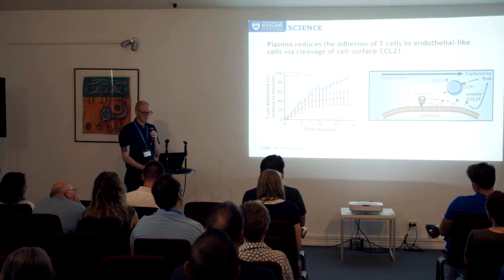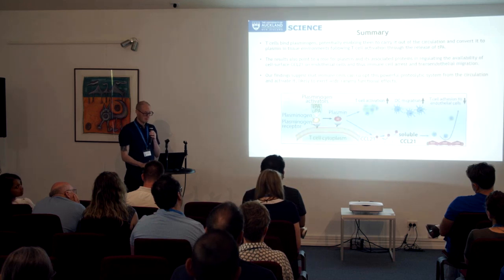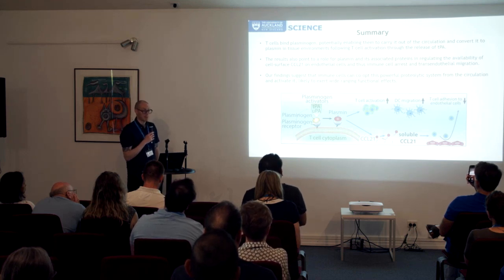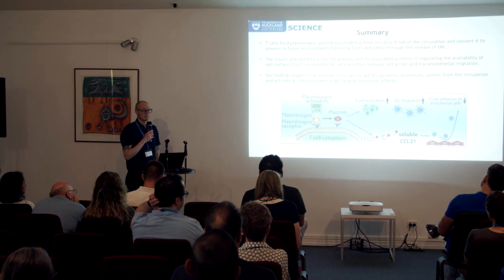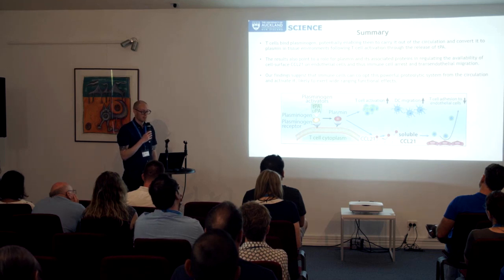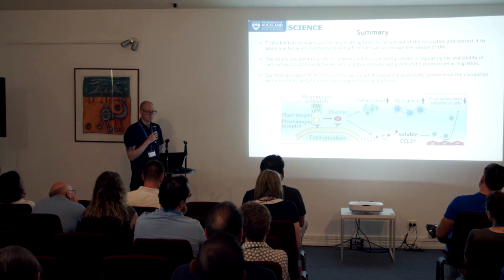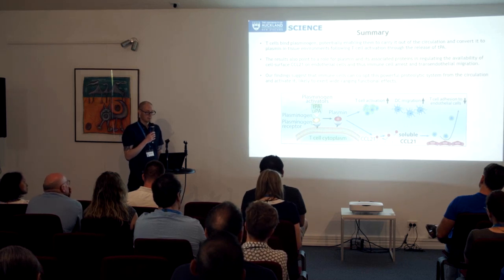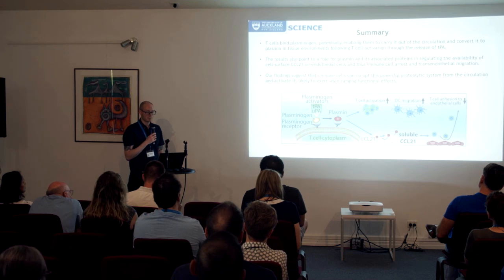So far that all fits really nicely with what we were hoping for. Just to summarize this, T cells can bind plasminogen and potentially enable this to bind it when they're in the circulation and carry it over to different tissue environments. And they can activate it by the release of TPA. The results also point to a role for plasmin in regulating the availability of cell surface CCL21 and soluble CCL21 as well, so 2 different levels.